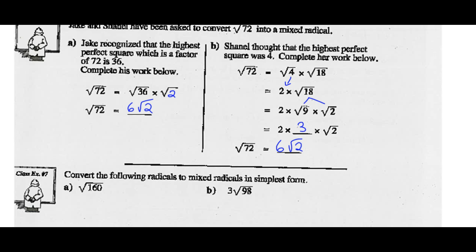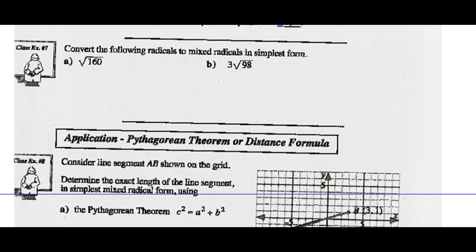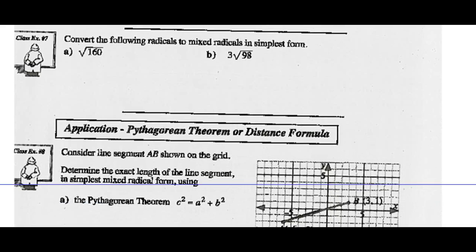Which way would have been easiest? Well, if you recognize, like Jake, that the highest perfect square of 72 is 36, much simpler question. But as long as you keep going until you can't find a factor of the radicand that's a perfect square, you're going to get down to the right answer. So question 7, convert the following radicals to mixed radicals in simplest form.